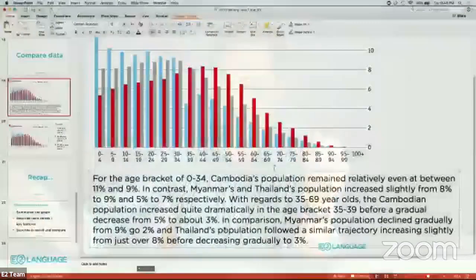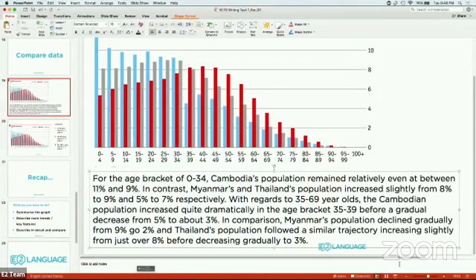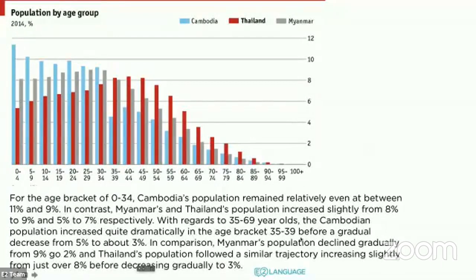Let's read mine so far. Let's make this bigger and let's read it. Okay, for the age bracket of 0 to 34, so I'm looking at this section here. I'm going to look at Cambodia first. Cambodia's population remained relatively even at between 11 and 9%. Fine. In contrast, Myanmar's and Thailand's population increased slightly from 8% to 9% and 5% to 7% respectively.